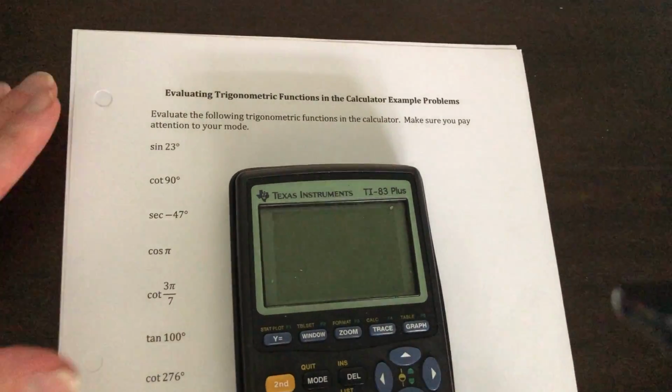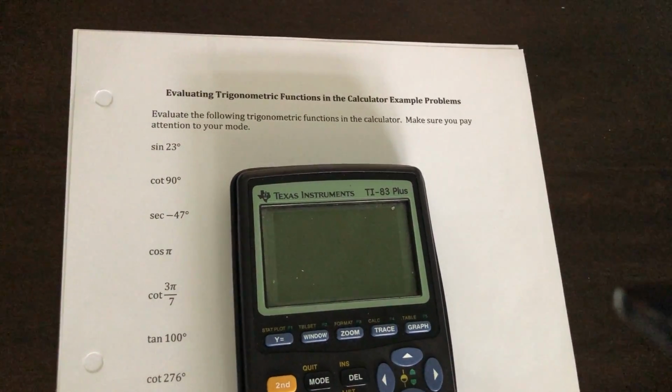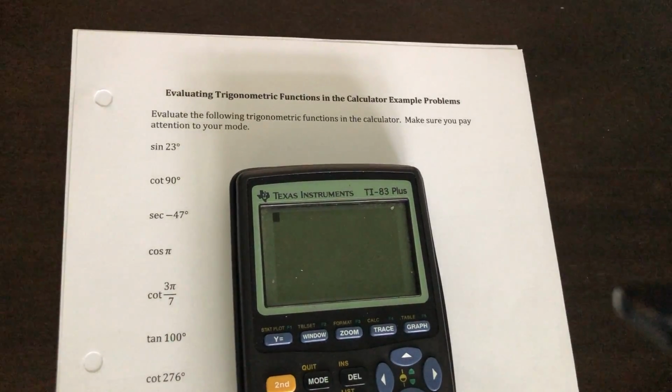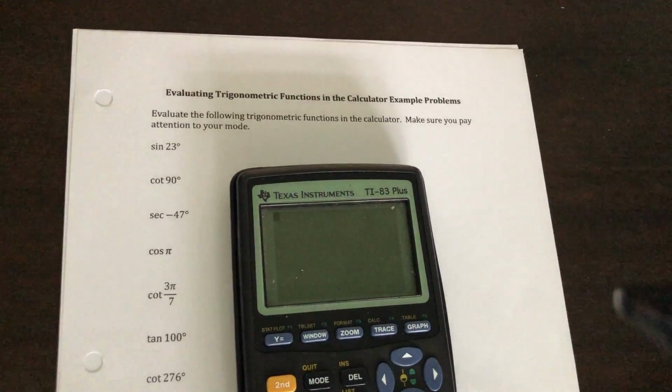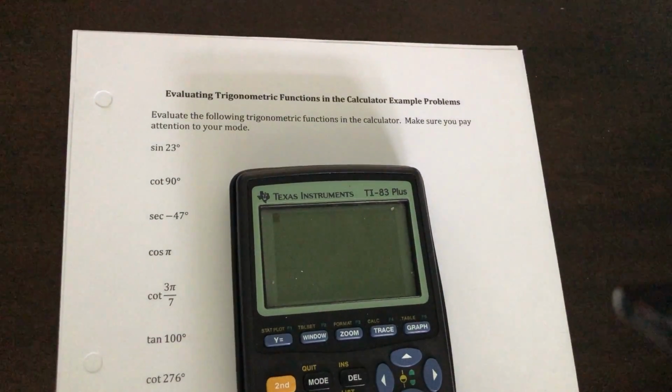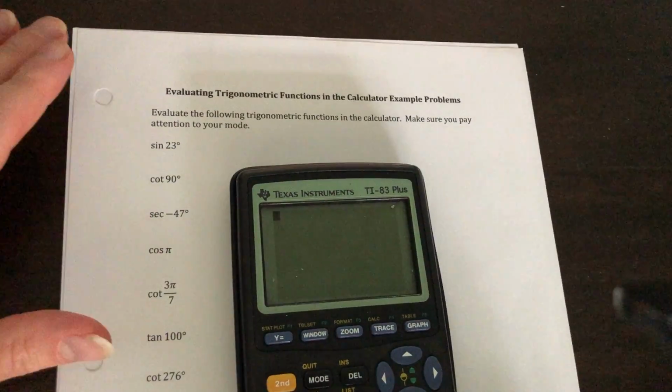Okay guys, so this is going to be evaluating trigonometric functions in the calculator example problems. Okay, so we all pretty much have a graphing calculator. So let's go through how to change your mode and that sort of thing.